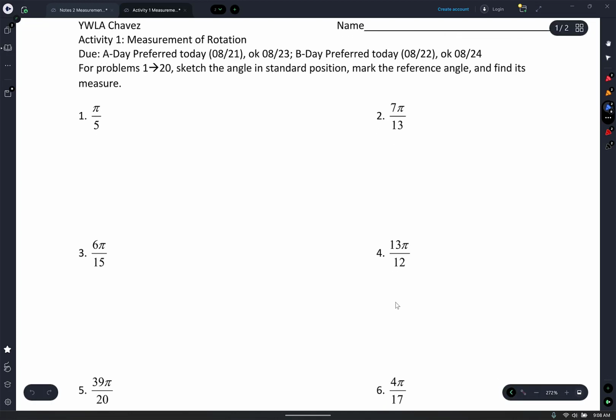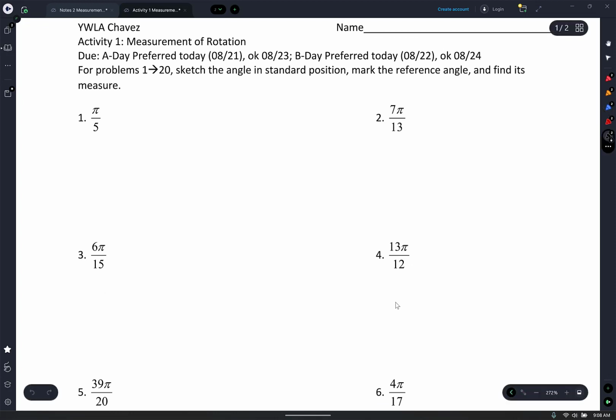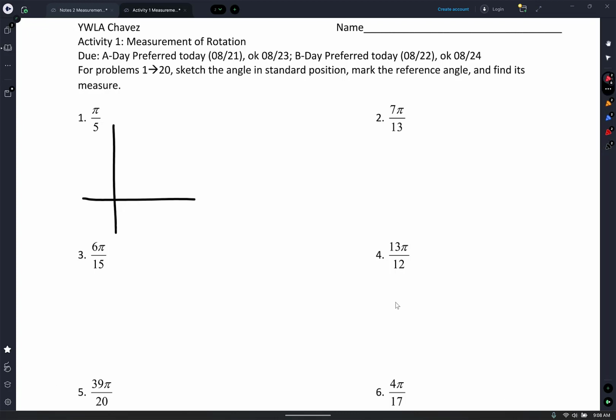Okay. So number 1, pi over 5. Well, that's smaller than half a pi. So what quadrant am I in? Quadrant 1. It's something like right there. It doesn't have to be perfect, guys. That's pi over 5. And my reference angle, because it's in quadrant 1, is also pi over 5. Are we okay so far? Okay. Any questions? Don't worry, don't worry.